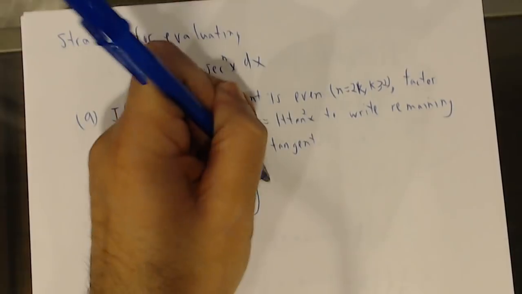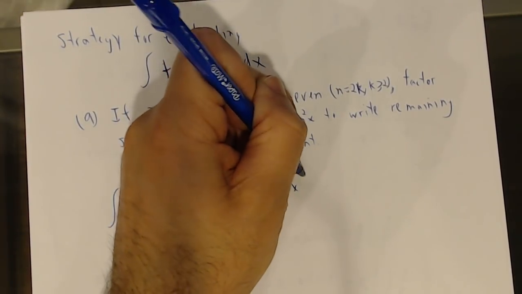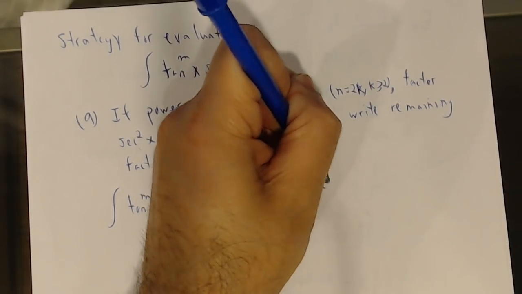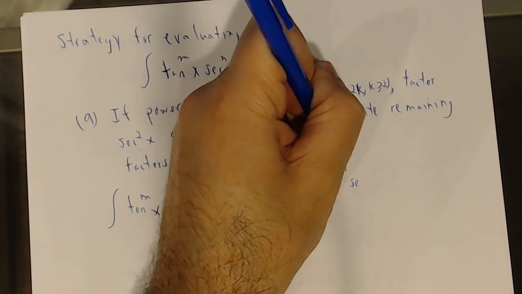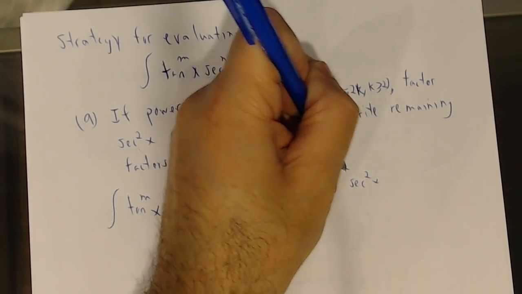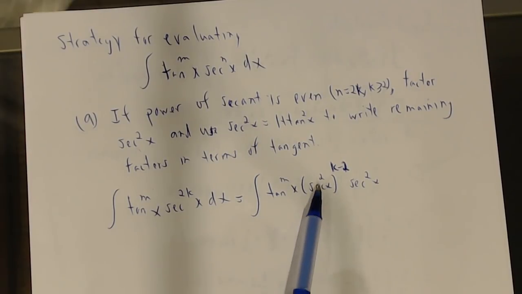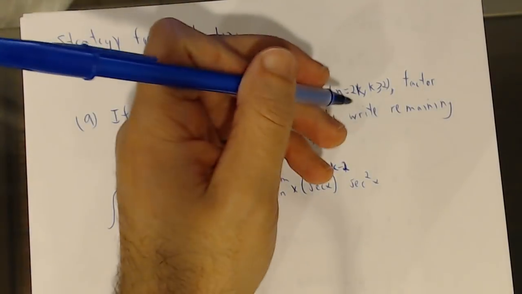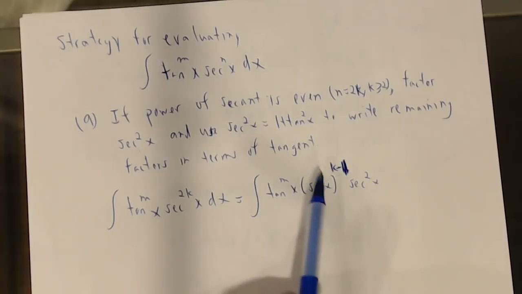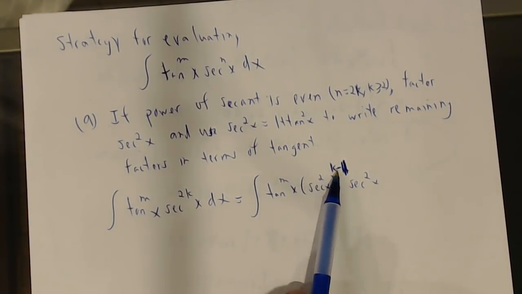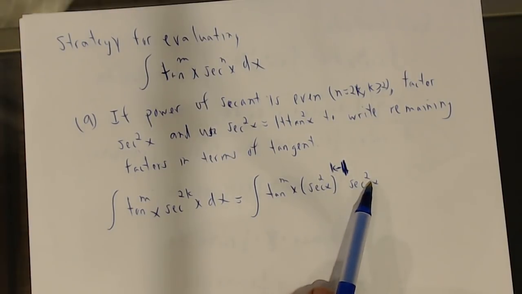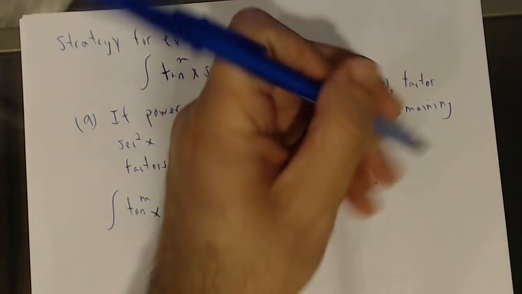So this will be what? The integral of tangent to the power of mx times secant squared x to the k minus 1, because I factored out 2 of them. Sorry, this should be a k minus 1, not a 2, because 2k minus 2, and when I multiply the secant squared back, and add the minus 2 and the 2 together, I get secant to the 2k again, so that should be k minus 1, dx.